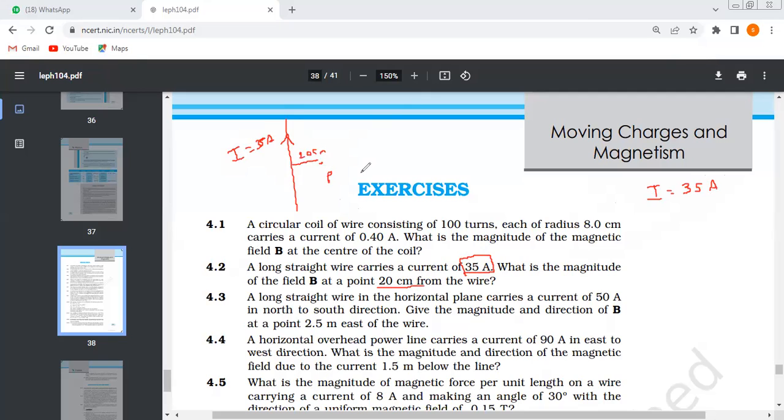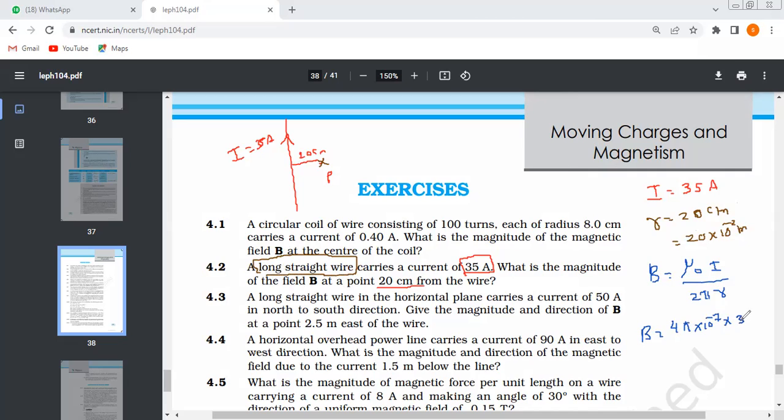At point P, what is the magnetic field? That is the question. So r equals what? 20 centimeter, nothing but 20 times 10 power minus 2 meter. For a straight wire, what is the magnetic field formula? Just now we discussed: B equals mu naught I by 2 pi r. What is the value of mu naught? 4 pi times 10 power minus 7.